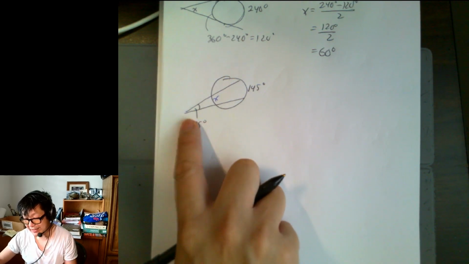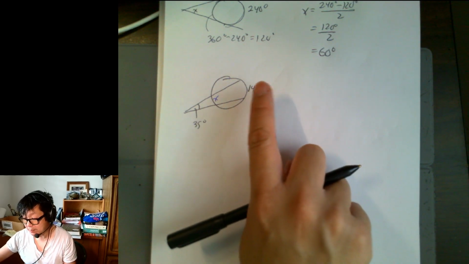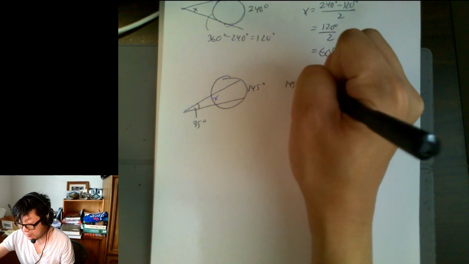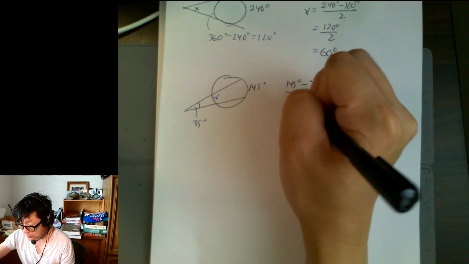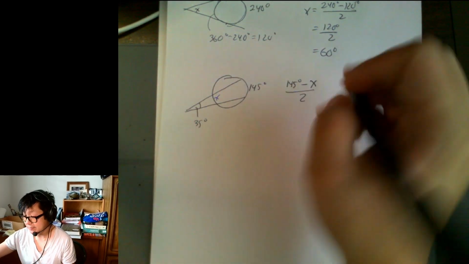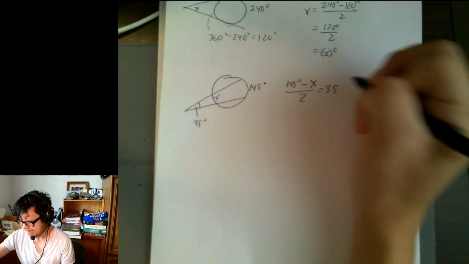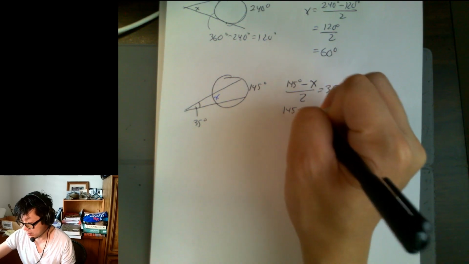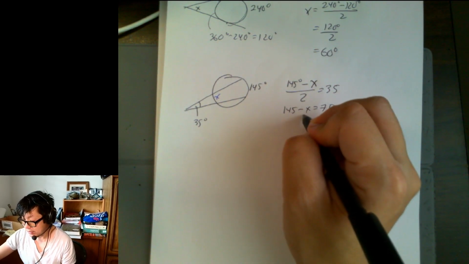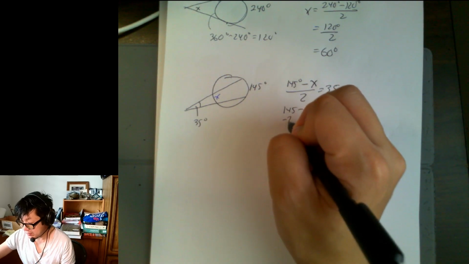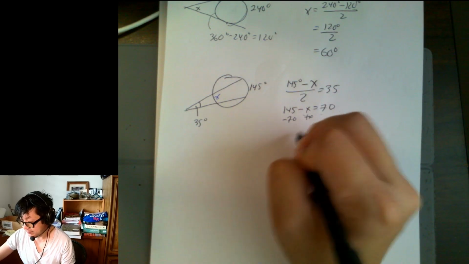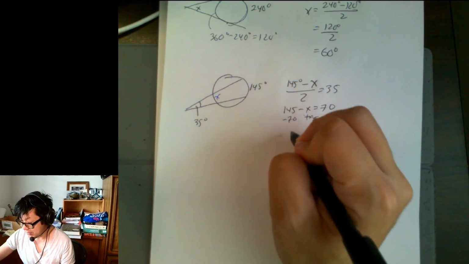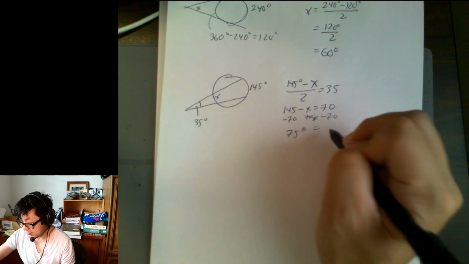Again, this is an external angle, so I can set up my formula, which says the outside arc minus the inside arc, which is unknown, divided by 2 equals the measure of this outside angle. Multiply both sides by 2. Add the x, subtract the 70. And that's going to be 75 degrees.